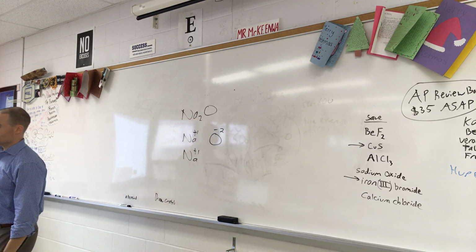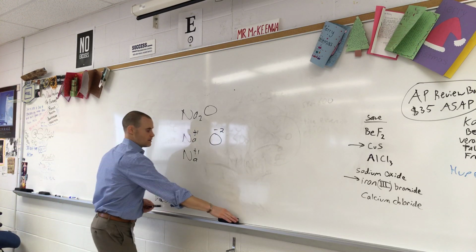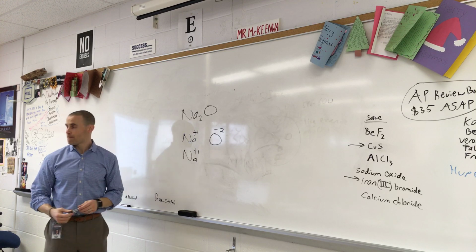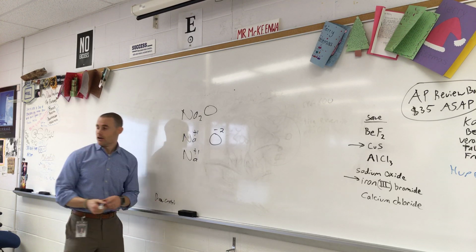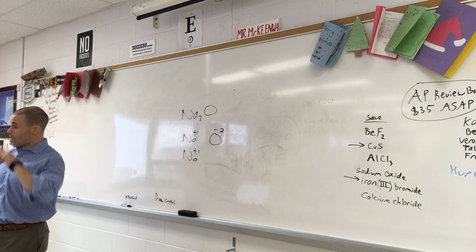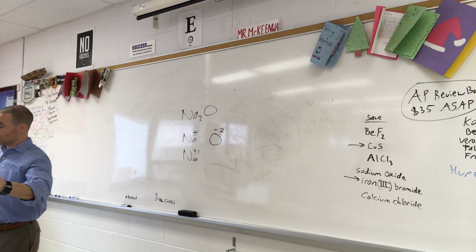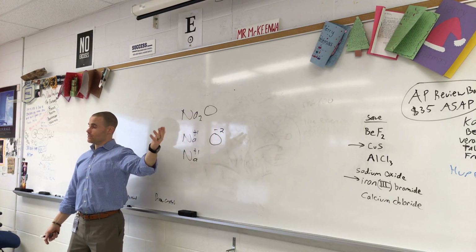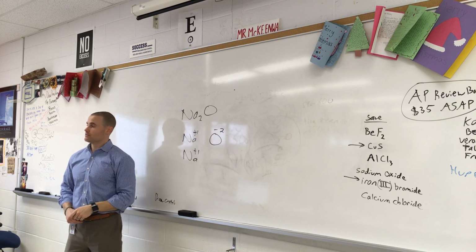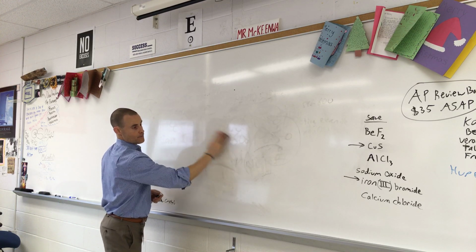Could it be like other ways also? Well, if we could do like, say, Na4 and then O2. Oh, I see what you're saying. You could. Good point. But we're going for the lowest ratio. So if you can reduce the subscripts, then do it. You're right, 4 and 2 would also add up to 0, but they reduce to a 2 and 1. Good question. All right, next.